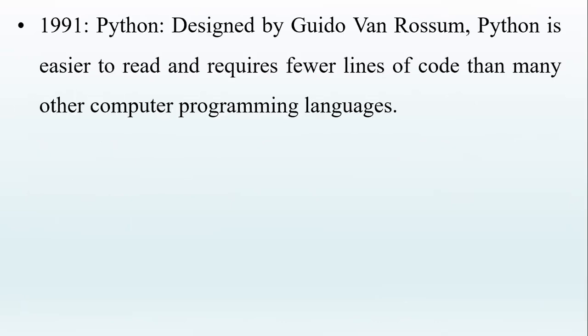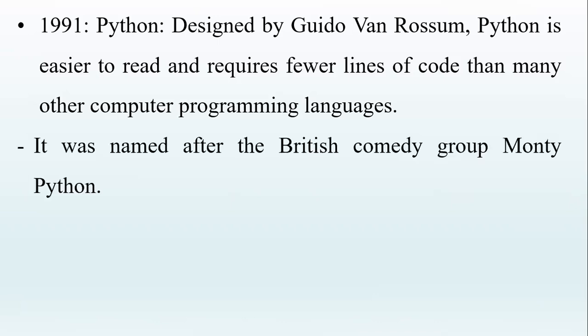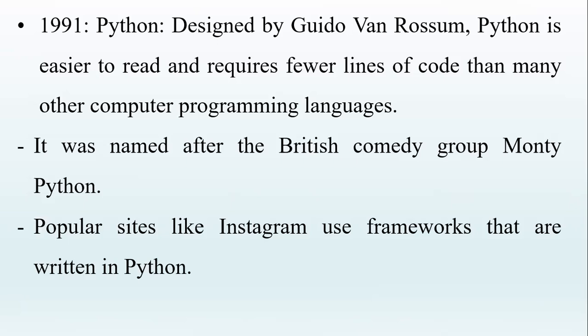In 1991, Python was developed. It was designed by Guido van Rossum, and it is easy to read and requires fewer lines of code than many other computer programming languages. It was named after the British comedy group, Monty Python. It is used in popular sites like Instagram, which use frameworks that are written in Python.